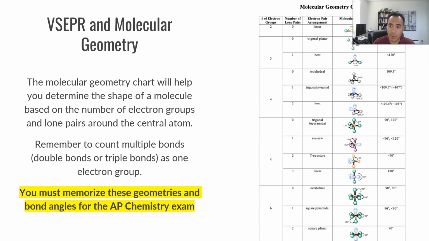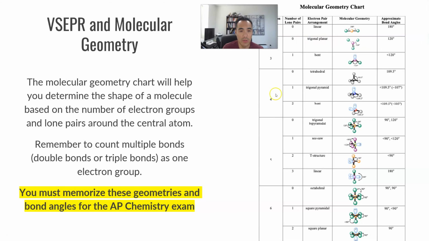Now you're going to have to memorize these charts, and these are generally going to be very easy points on the AP exam because the geometry chart is practically just memorizing how many lone pairs you have with the geometry itself. You must memorize all of these bond geometries and their angles for the AP exam. So let's take a look at how you're going to read this.